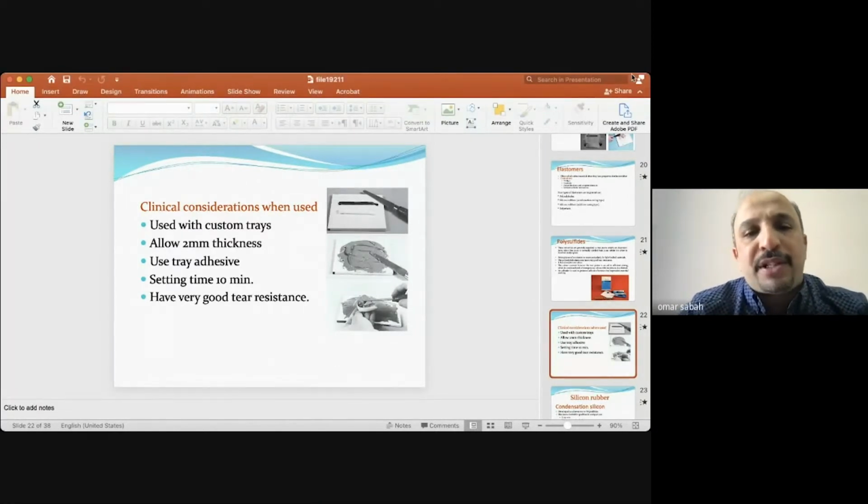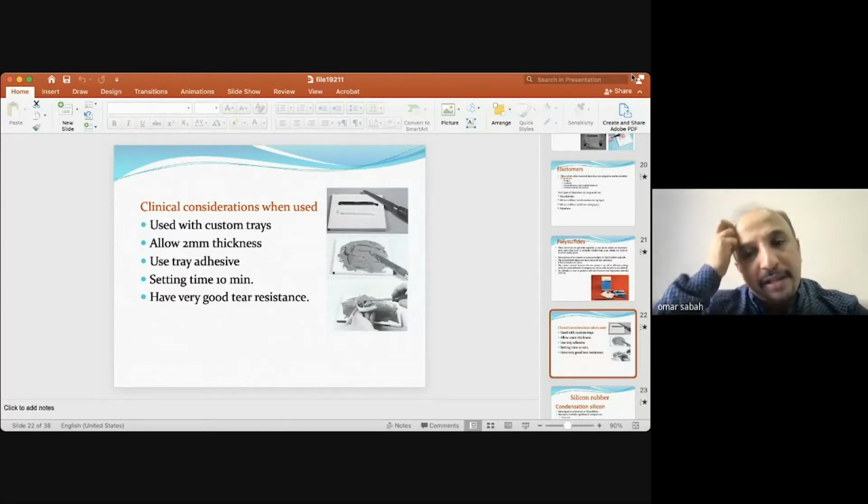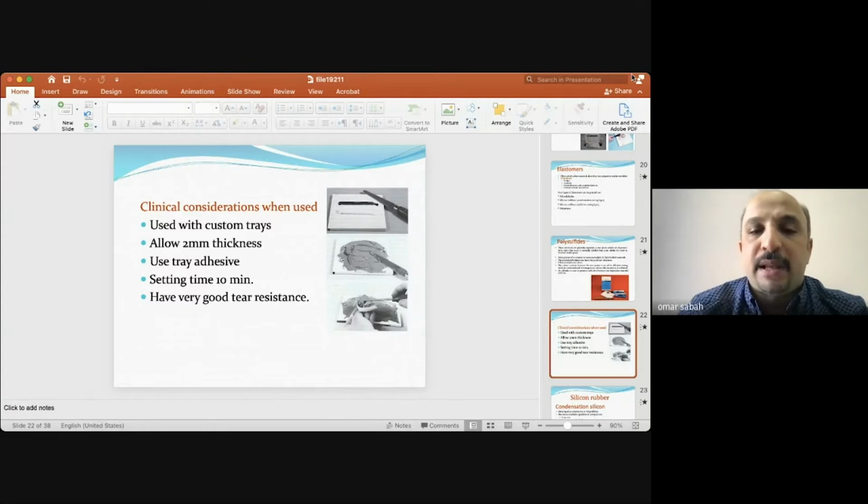So for the clinical consideration when you use a custom tray, I always allow 2 mm thickness of the material to work properly. Setting time is 10 minutes. Use the tray adhesive, and it has very good tearing resistance. So this is what I should keep in mind before I use these materials.